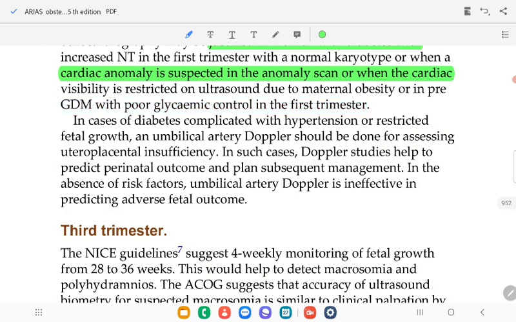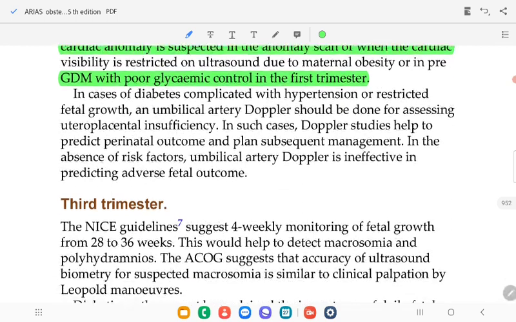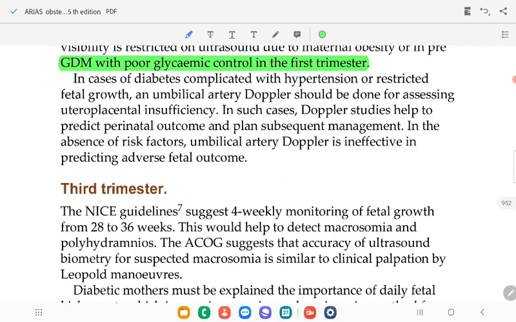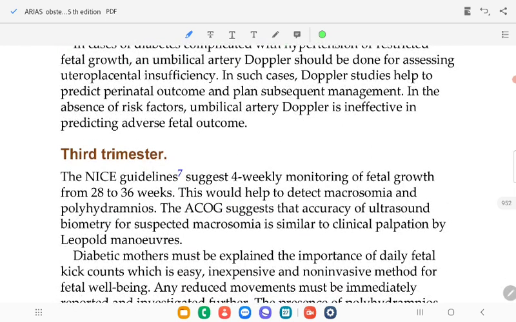In case of diabetes complicated with hypertension or restricted fetal growth, umbilical Doppler should be done to assess uteroplacental insufficiency. Subsequent Doppler studies help to predict perinatal outcome. In the absence of risk factors, umbilical Doppler is not significant in predicting adverse outcome. Plan of subsequent management follows.